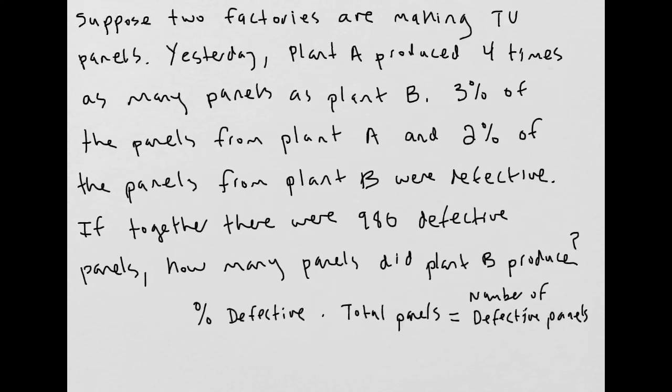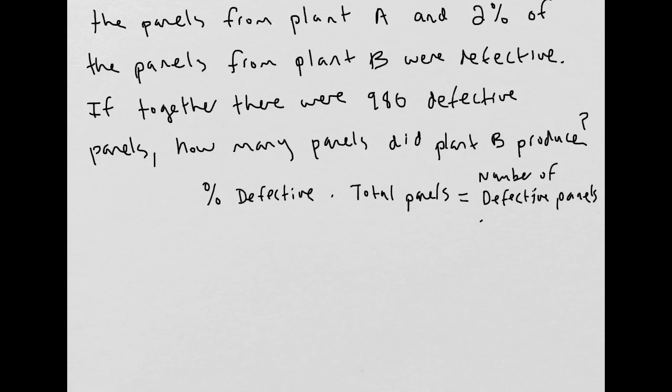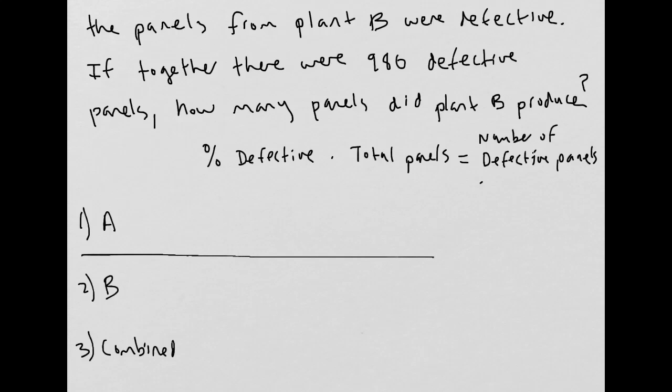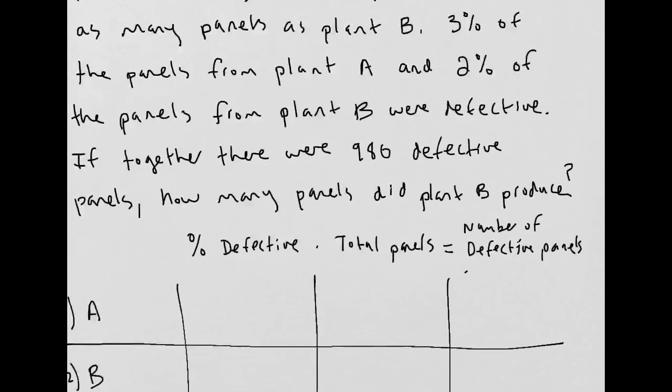So what you'll notice in this problem also is that we have two different plants producing panels. So what I'm going to do is organize my information in a table. So I've got plant A, I've got plant B, and then I'm also going to have a third row for any information that pertains to plant A and plant B. So now I'm just going to make a table out of what I have. And I'm going to try to fill in as much of the table as I can.